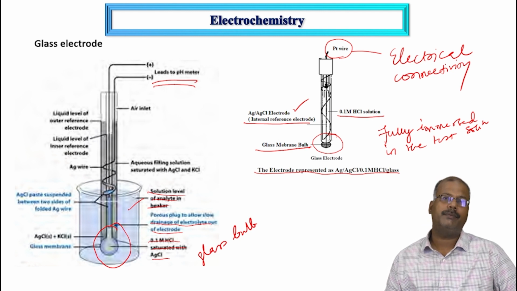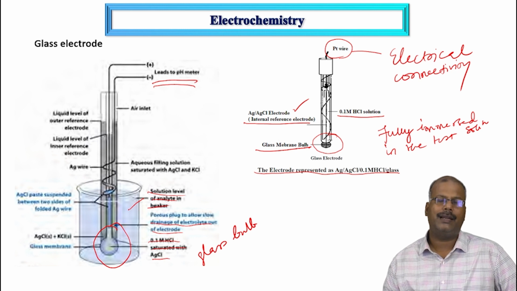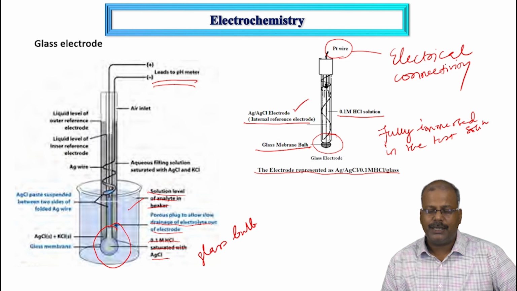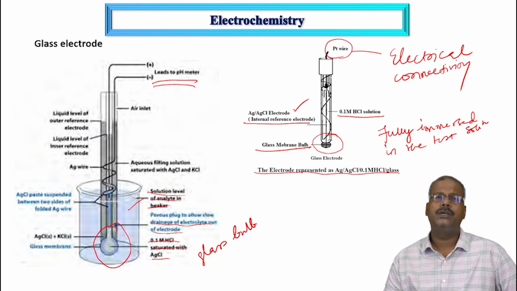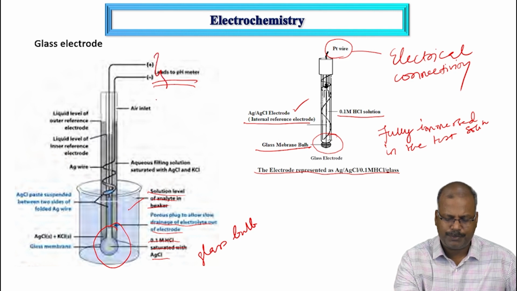A pH meter is nothing but a potentiometer. If you use a glass electrode and a calomel electrode, the potentiometer itself can be used as a pH meter, or otherwise you can have a separate pH meter also. This is connected to a pH meter.